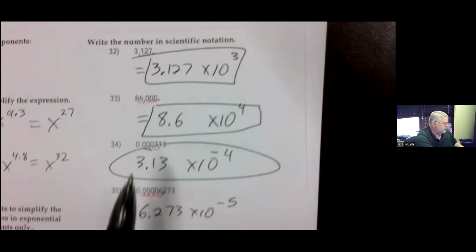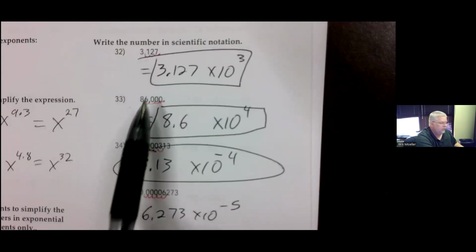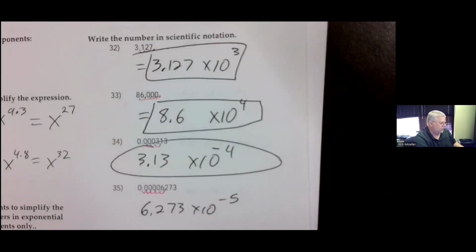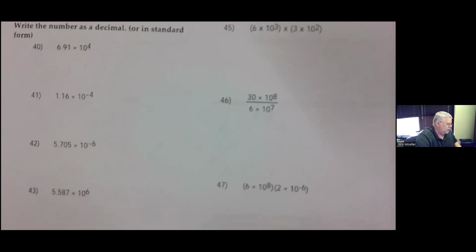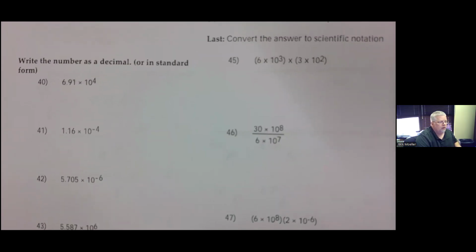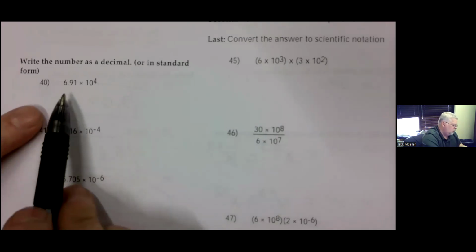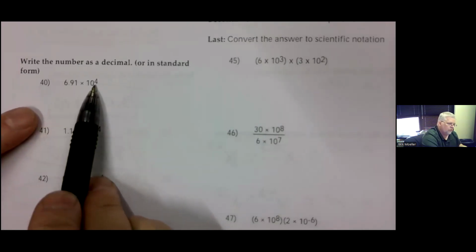All right, so this is starting in decimal or standard form, and we went to scientific notation. Now let's go backwards. I'm going to back up and do 38 and 39. All right, so right number is decimal or standard form, 6.91 times 10 to the 4th. All right, so first thing you need to do is figure out, is this a large number or a small decimal number? The exponent is positive, so that means we have a large number. Okay? So it tells us we're going to move the decimal 4 places.